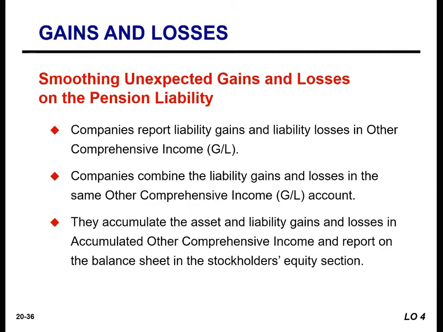Companies report the liability gains and the liability losses in that other comprehensive income account, and they combine it with those from prior periods. They accumulate them and report them on the balance sheet in the stockholders' equity section. Now, that accumulated other comprehensive income, as it's taken on some of those gains and losses over the years, could get out of control if they are not offset by other gains and losses.